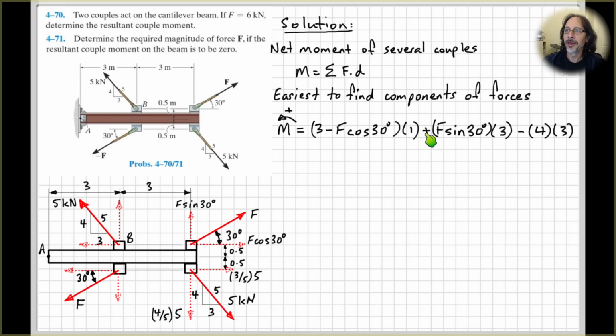I didn't talk much about whether these were positive or negative moments. So looking over here, this one, 3 minus F cos 30, so let's look at this one. So the 3, let's say tending to rotate anti-clockwise about the lower forces. Or if you consider this one down here, tending to rotate anti-clockwise about the upper forces. And then the next one was the F sine 30, so this one here.